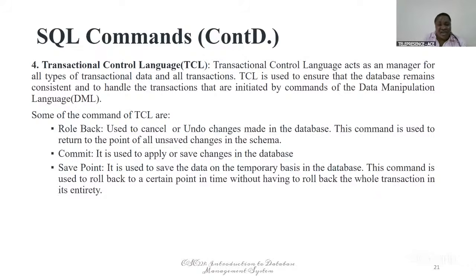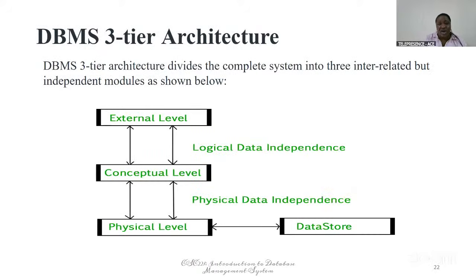Then the last one is the transactional control language. We have the commands rollback, commit, and savepoint. All of these we can read through, and they are discussed in our slide. Then I have the database management system 3-tier architecture. We have the external level, conceptual level, and physical level, which leads to the data store. We can see that in our diagram.